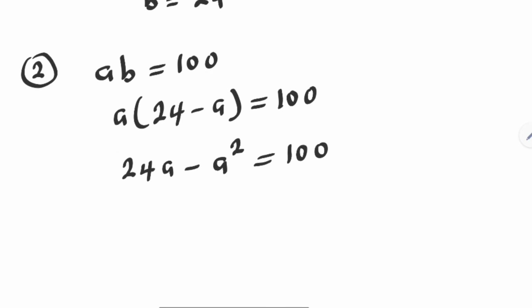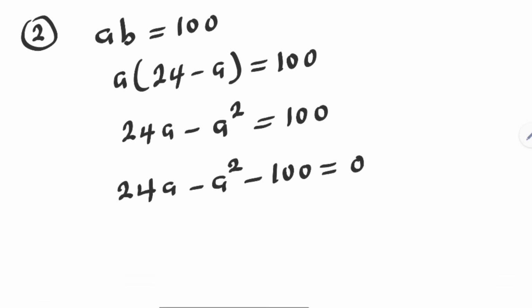This can be written as 24A minus A square minus 100 is equal to 0. Let us put this in standard form. Minus A square plus 24A minus 100 is equal to 0.